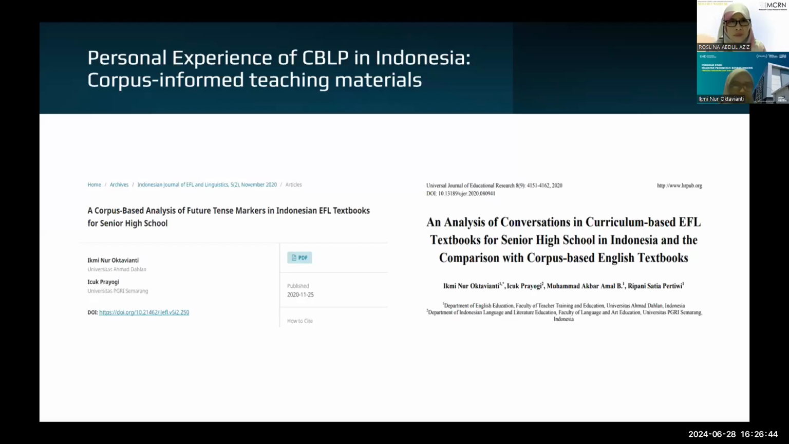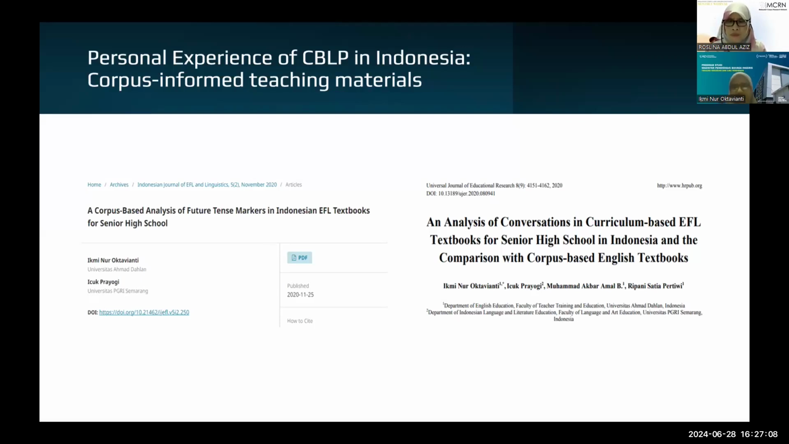And I would also like to share my personal experience related to CBLP in Indonesia. Some of my research was about this issue, and one of them is about the use of future tense markers in Indonesian EFL textbooks for senior high school.